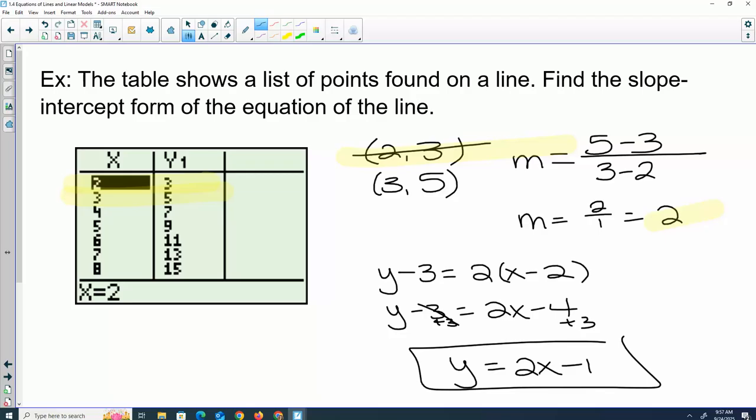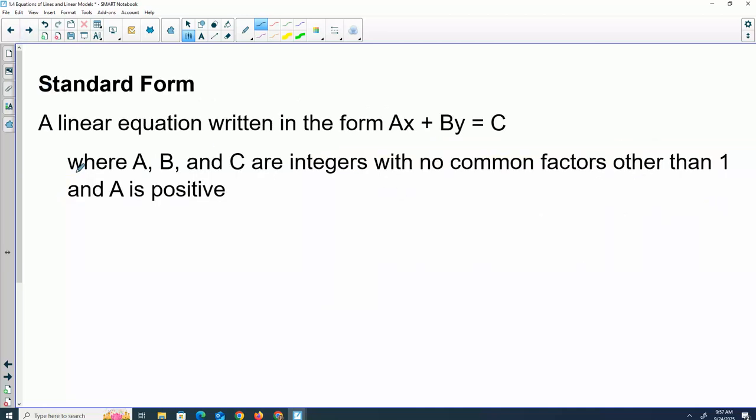There's one other form that we might sometimes see our lines in, and that's called standard form. We never use that to actually write the equation. We have to have the slope-intercept form, and then we just rewrite it in standard form. So standard form is ax plus by equals c. There are some requirements for that to truly be standard form. You can't have any fractions or decimals. A has to be positive, and they can't all have a greatest common factor. So if they were like 2, 4, and 6, you would have to divide by 2 first. So I'll let you write that down, and then we'll try an example.